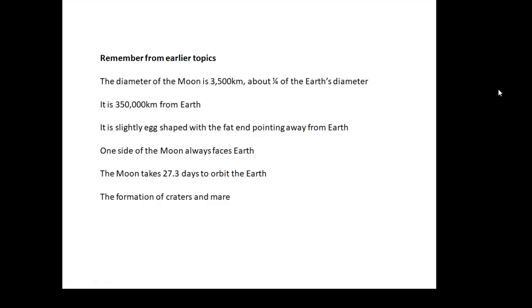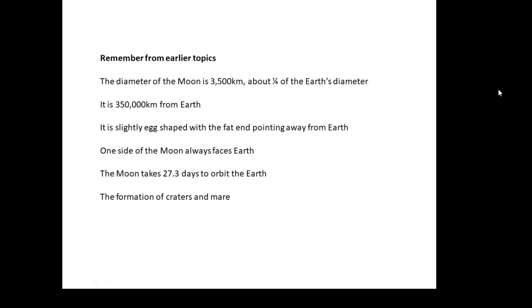We remember from some earlier topics the diameter of the moon is about 3,500 kilometers. It's about a quarter of the Earth's diameter. It's 350,000 kilometers from Earth. It's slightly egg-shaped with the fat end pointing away from the Earth. Very important, one side of the moon always faces Earth. We say that it's tidally locked. We always see one side of the moon.